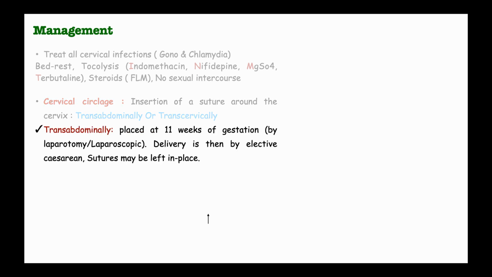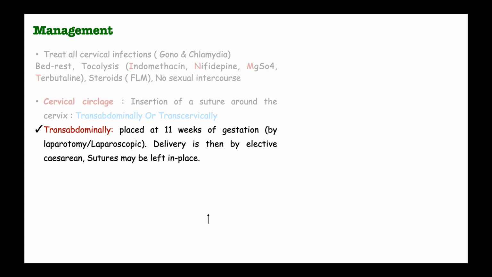Now, transabdominally, we place the cerclage at the 11th week of gestation, either by laparotomy or laparoscopy. And laparoscopy is now encouraged because we may avoid the need for major surgeries. Now, this transabdominal cerclage is indicated where there is a history of a very early preterm birth despite previous transvaginal cerclage, or where there is insufficient cervical tissue for the transvaginal stitch to hold. And so these are the indications for us to do transabdominal cerclage. With transabdominal cerclage, delivery is by cesarean section, with the uterine incision made above the level of the suture.